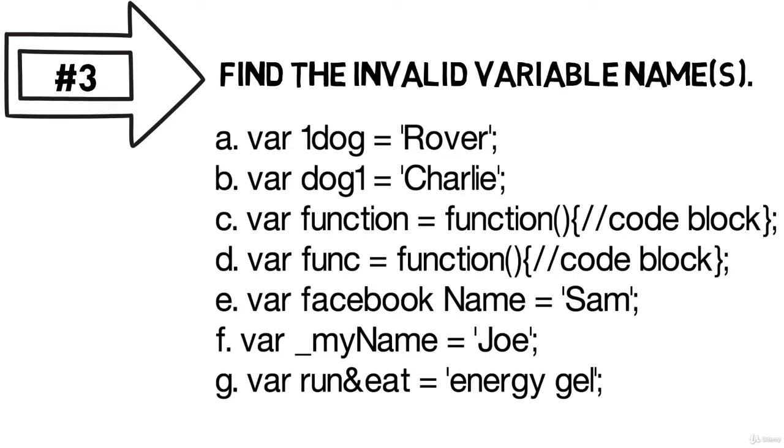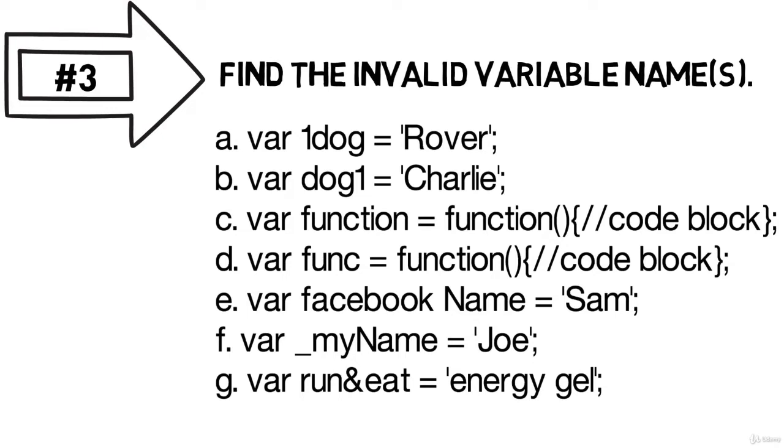Feel free to open up the Chrome console and input these if you need help with the solution. Alright, our invalid variable names are A, C, E, and G. A is invalid because variable names may not start with a number. However, as in the letter B, they may follow the first character in the variable name. C is invalid because function is already a JavaScript reserved keyword, so it may not be used for a variable name.